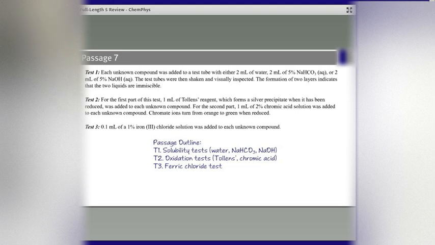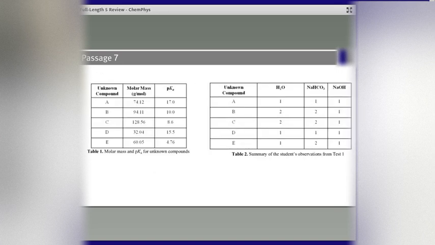So I have a ton of information in my tables, okay? I have the molar mass and pKa for unknown compounds A, B, C, D, and E, noticing that D is probably my smallest, C is going to be my largest, right? In my unknown compounds, it says the summary of the student's observations. Compound A, B, C, D, and E, and it gives you the numerical values as present.